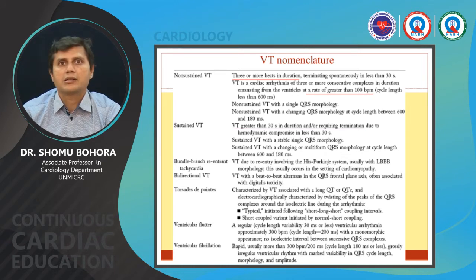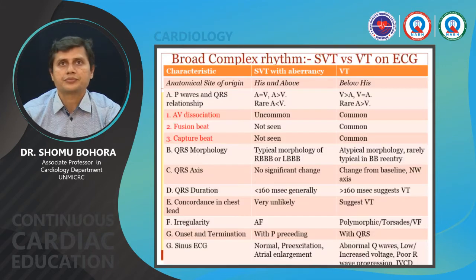Ventricular flutter is a regular monomorphic rhythm, very fast, at a cycle length of 200 milliseconds, and ventricular fibrillation is a very fast, irregular rhythm at a cycle length of less than 180 milliseconds.